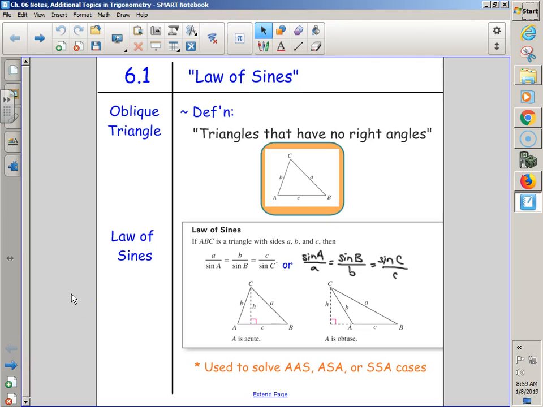In Chapter 6, we're getting practical, getting outside of just right triangles, hence the law of sines in this section and the law of cosines in the next section. Getting more practical, getting outside of just right triangles, and getting into physics a little bit with vectors.